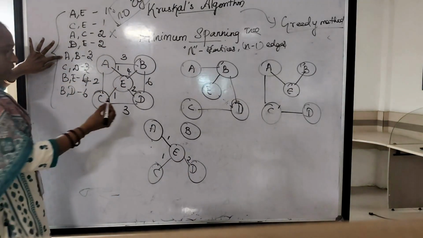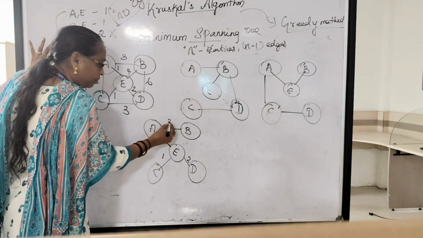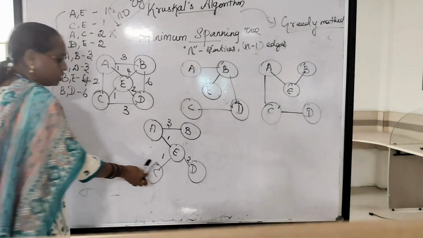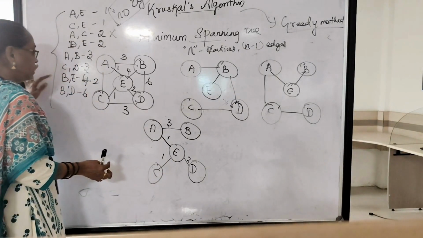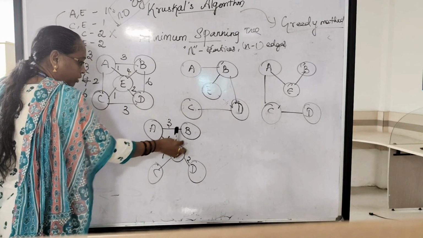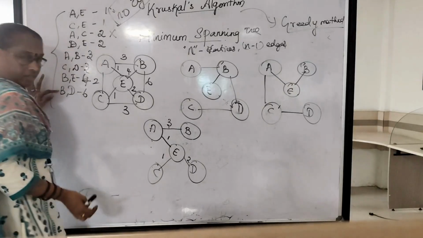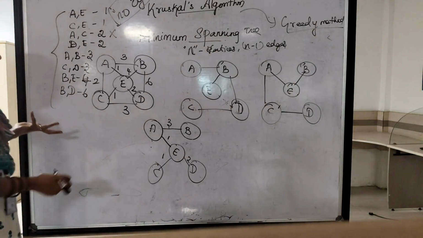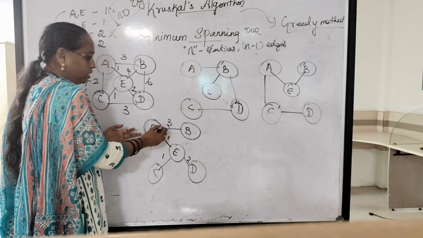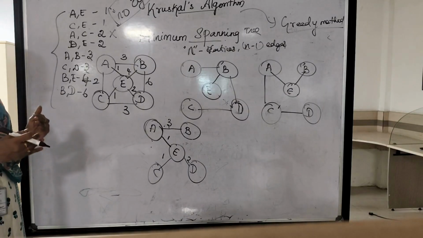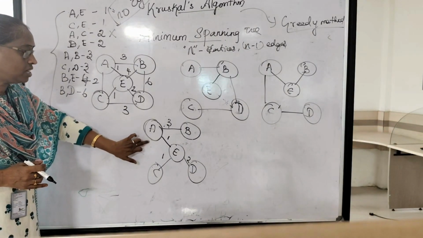A to B. If I include A to B, it will not create a cycle. C to D. If I include C to D, it will create a cycle. B to E. If I include B to E, it will create a cycle. B to D, it will create a cycle. So what is the meaning of cycle? It will start from one node, then you can traverse and get back to the same node. That is what a cycle in a graph is. So I should not have a cycle.